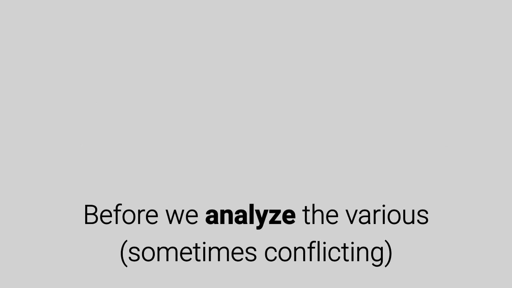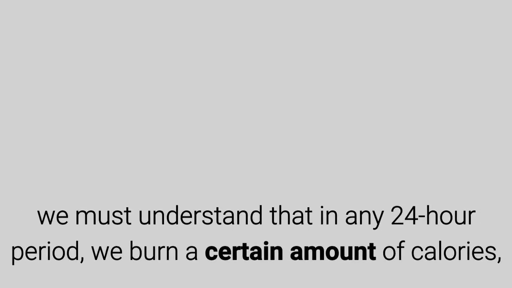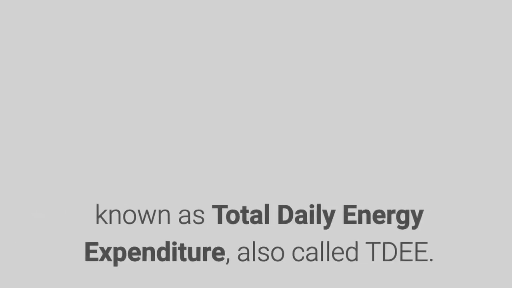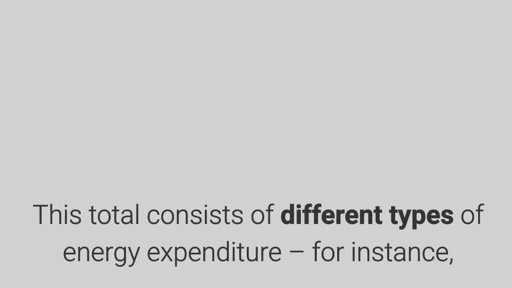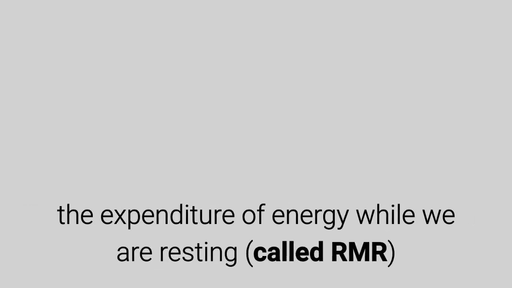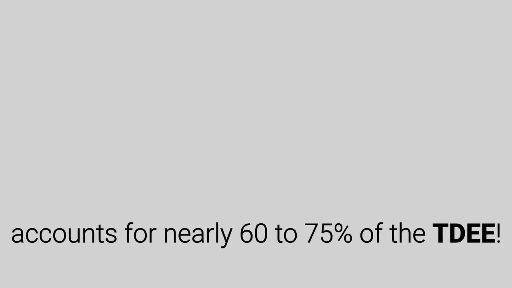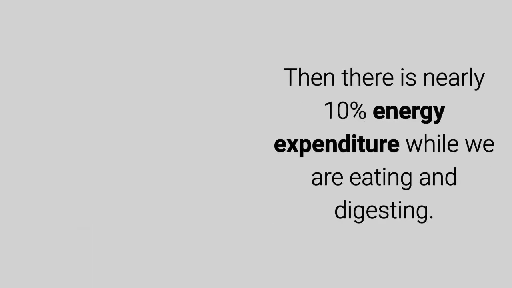Before we analyze the various, sometimes conflicting, results which researchers have found on the correlation between exercise and metabolic rate, we must understand that in any 24-hour period, we burn a certain amount of calories, known as total daily energy expenditure, also called TDEE. This total consists of different types of energy expenditure. For instance, the expenditure of energy while we are resting, called RMR, accounts for nearly 60 to 75% of the TDEE. Then there is nearly 10% energy expenditure while we are eating and digesting.